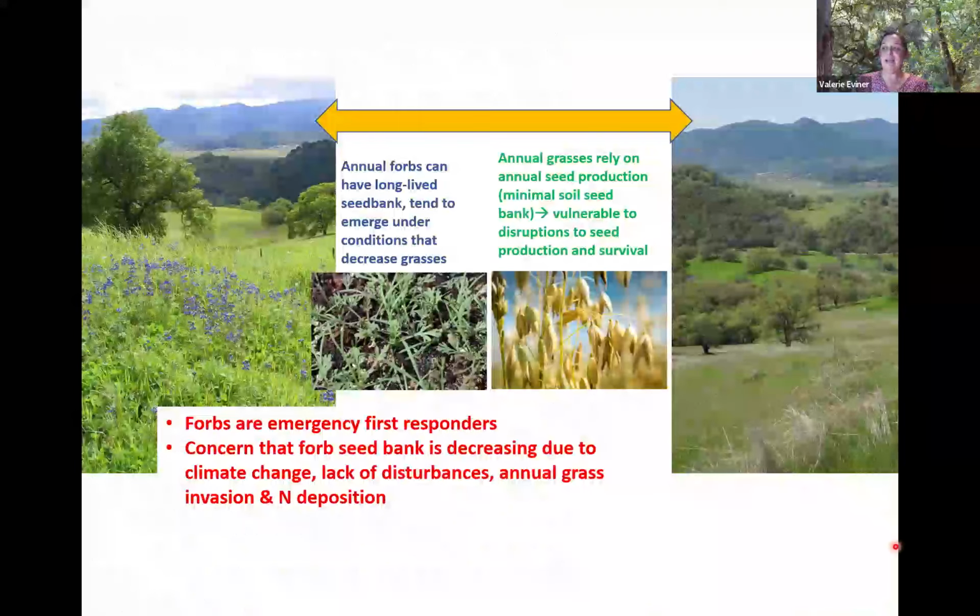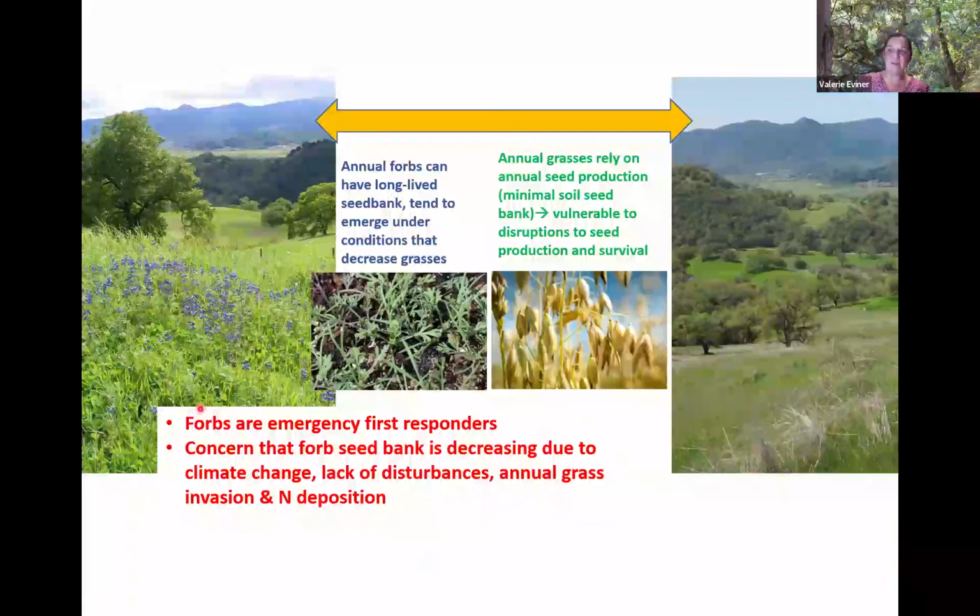So when we're thinking, in a little cartoon picture, of when we might have our grass year, when we might have our forb year, those annual grasses very much rely on seed production from the previous season. They do not have a long-lived seed bank.